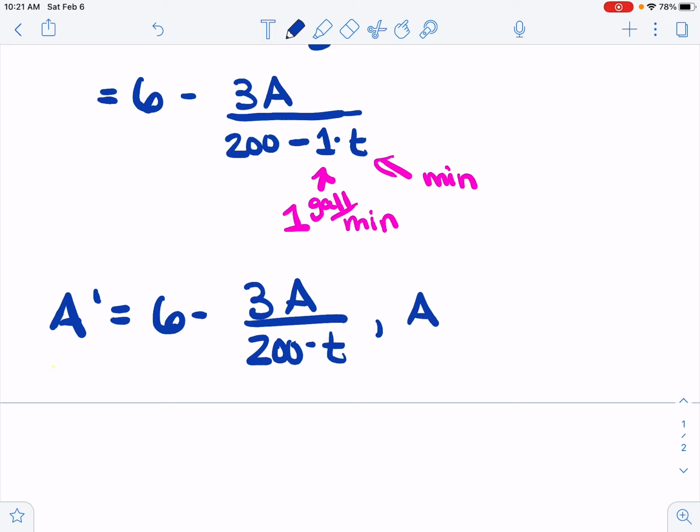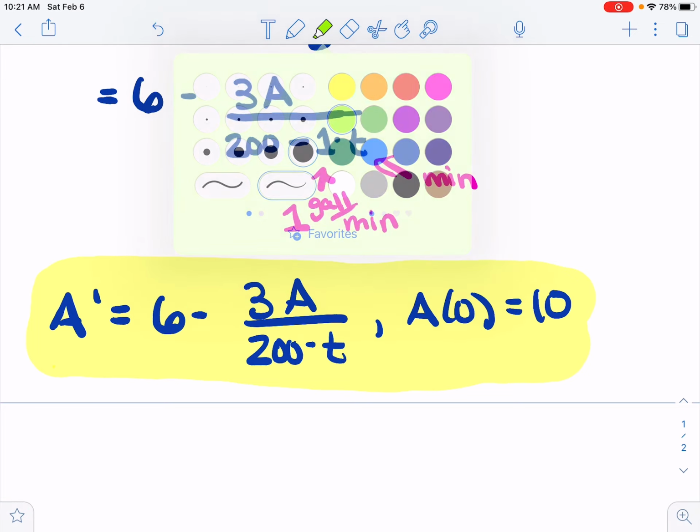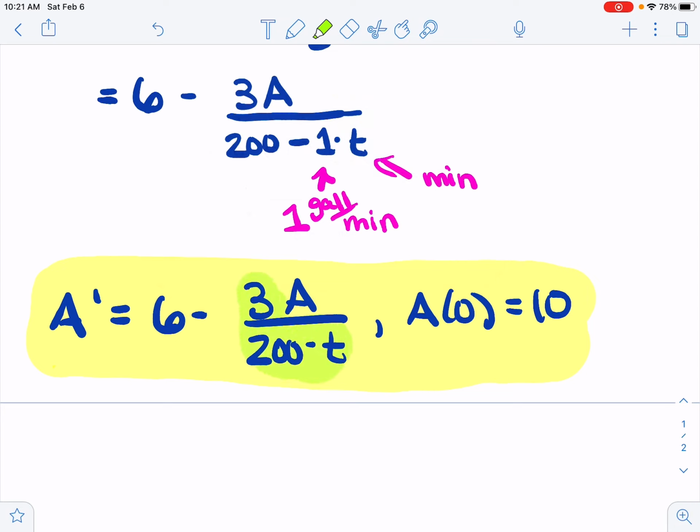And we have A of 0 is 10 pounds. There are 10 pounds initially. So that's our initial value problem. That is a first order, linear, non-constant coefficient differential equation, non-constant coefficient because the coefficient on A depends on t. It's not a constant. And so we would have to solve this with the method of integrating factors and not with MUCK because it's non-constant coefficient.